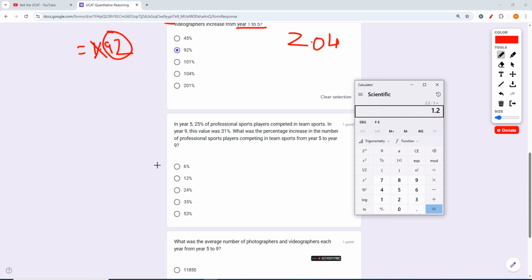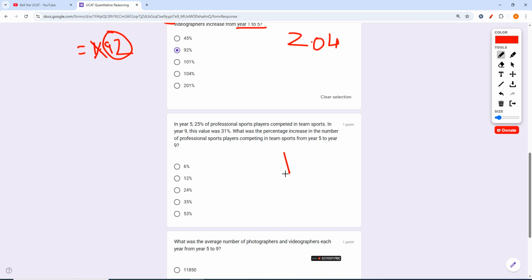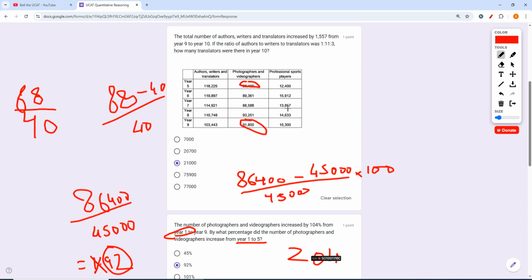In year 5, 25% of the professional players. 25% speed maths, divide by 4. Easy. Converting fractions into decimals, decimals into fractions and percentages. So 25% is a quarter. 25% is the professional players. So how much is that?